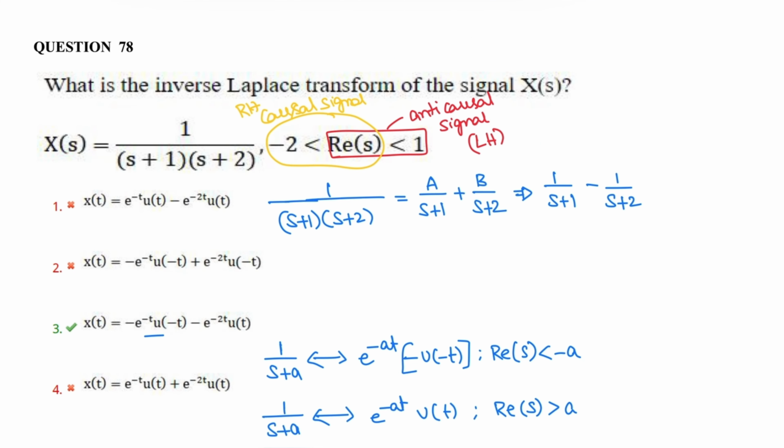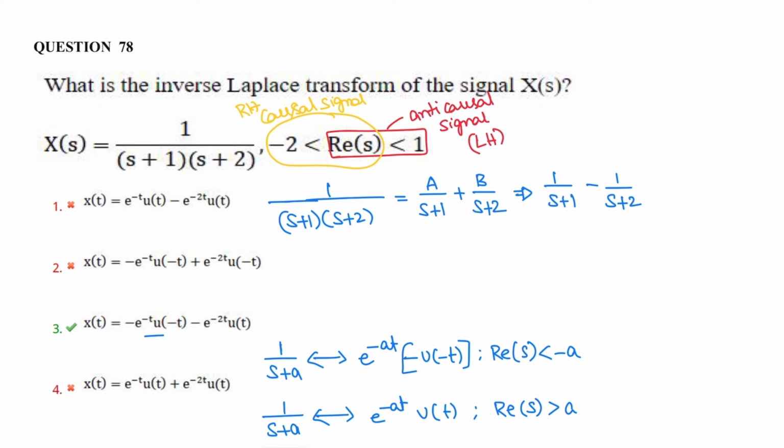Next question. What is the inverse Laplace transform of a signal X of s? The given signal X of s is 1 by s plus 1, plus 1 by s plus 2, where the region of convergence is minus 2 less than real part of s less than 1.